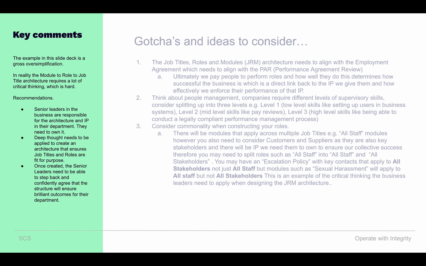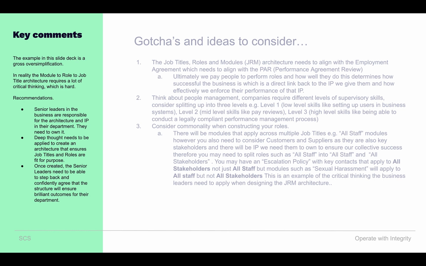Secondly, deep thought needs to be applied to create an architecture that ensures the job titles and the roles are fit for purpose. The third point is kind of the acid test to the second point, that once created, the senior leaders need to be able to step back and confidently agree with their hand on their heart that the structure that they've created will ensure brilliant outcomes for their department. Now, it's not about getting this right. This is definitely about progress over perfection.